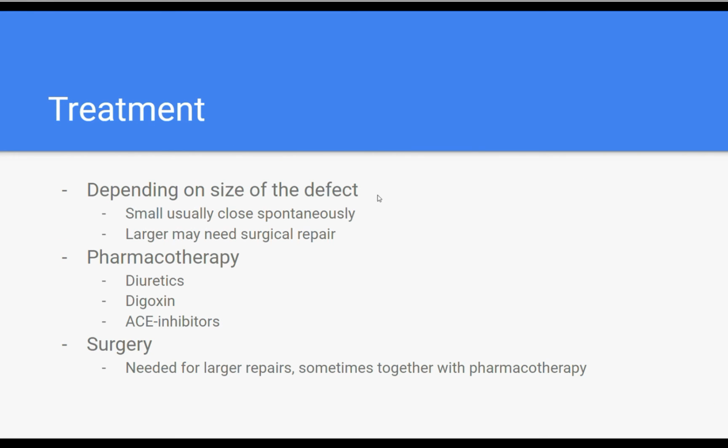The treatment depends on the size of the defect. Small ones usually close spontaneously, larger ones may need surgical repair. And the pharmacotherapy, either for stabilization of the patient before the surgery or for more prominent defects: diuretics, digoxin, and ACE inhibitors may be useful to control symptoms of heart failure before cardiac surgery, or to temporize in infants with moderate VSDs that seem likely to close spontaneously over time.